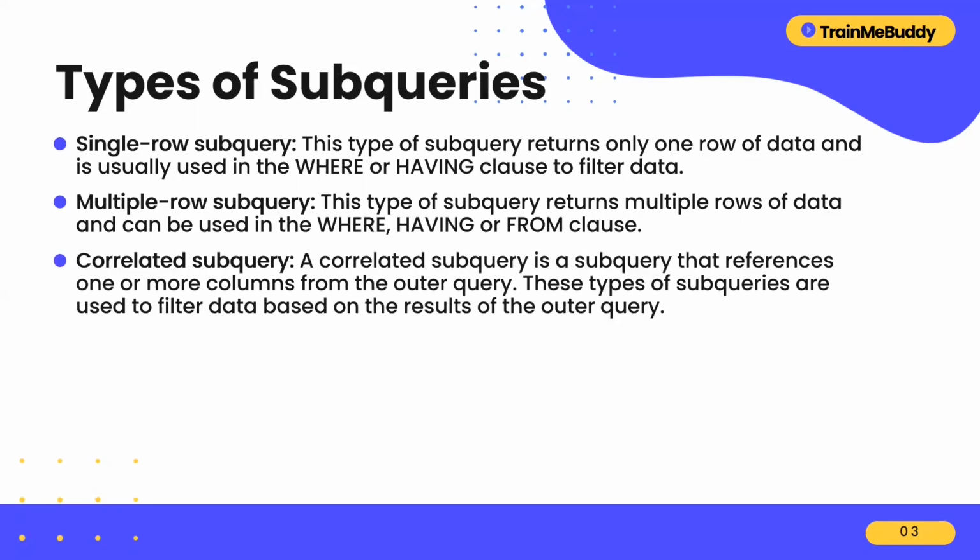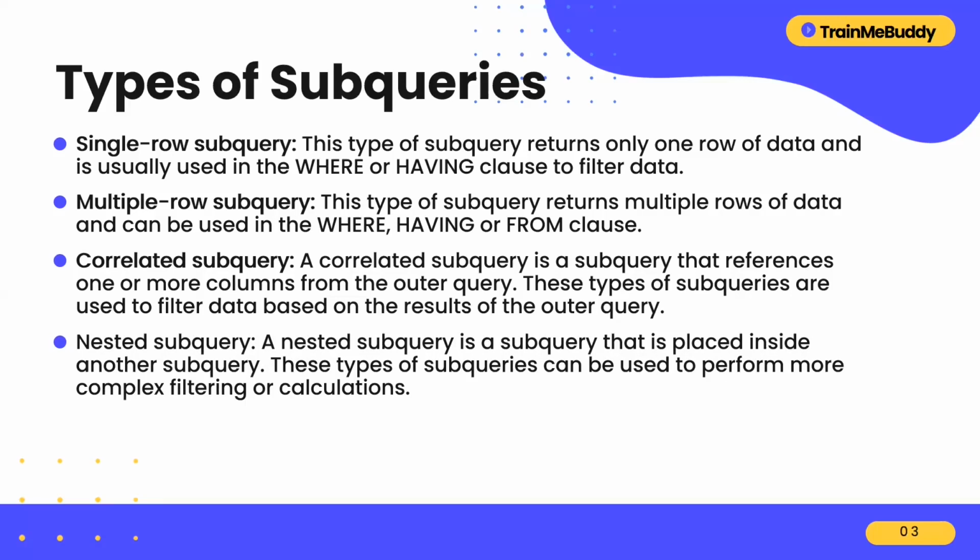Then correlated subquery. It is a subquery that references one or more columns from the outer query, and these types of subqueries are used to filter data on the results of the outer query. Then we have the nested subquery. A nested subquery is a type of subquery which is placed inside another subquery, and these types of subqueries can be used to perform more complex calculations, or if you want to use it in the filter criteria. So let's understand these different types of subquery using SQL queries.